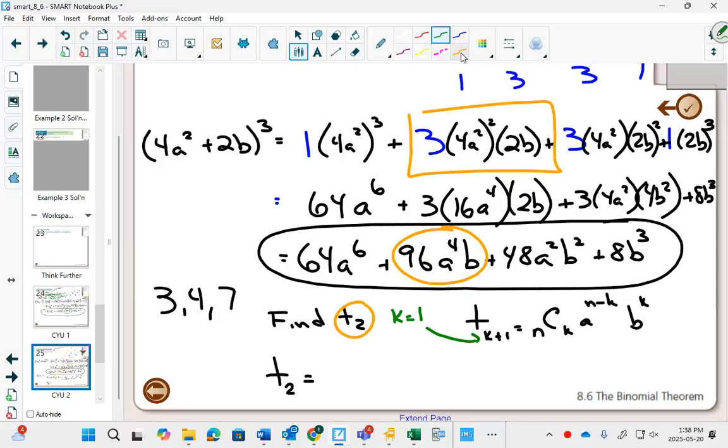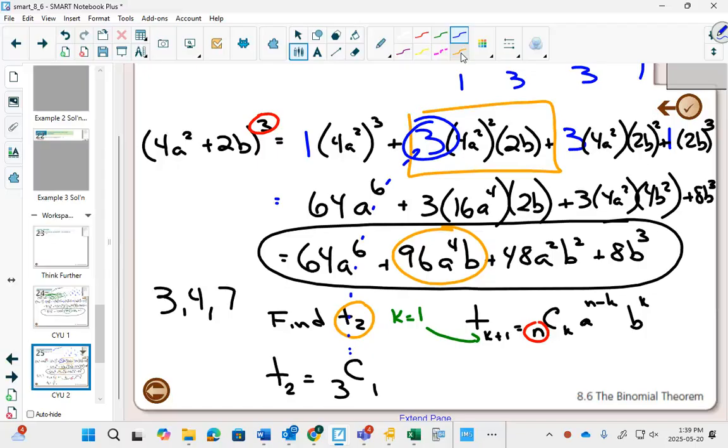The n comes from the exponent. Right, so I circled that in red. That's going to be 3. So this is going to tell me I'm going to put a 3 here. I want to go back to 1. 3 choose, and I already knew k was 1. This will be 3 choose 1. Okay, what's 3 choose 1? 3 choose 1 is going to be that 3.